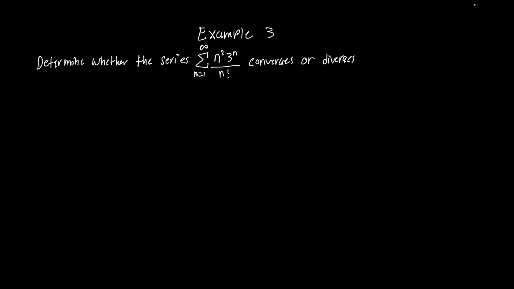Determine whether the series n squared times 3 to the n over n factorial converges or diverges. So if you remember, or if you took notes from earlier, whenever we were going over the ratio test, I told you that the best time to pick a ratio test is when you see a factorial or an exponential. But the biggest giveaway should be the factorial.